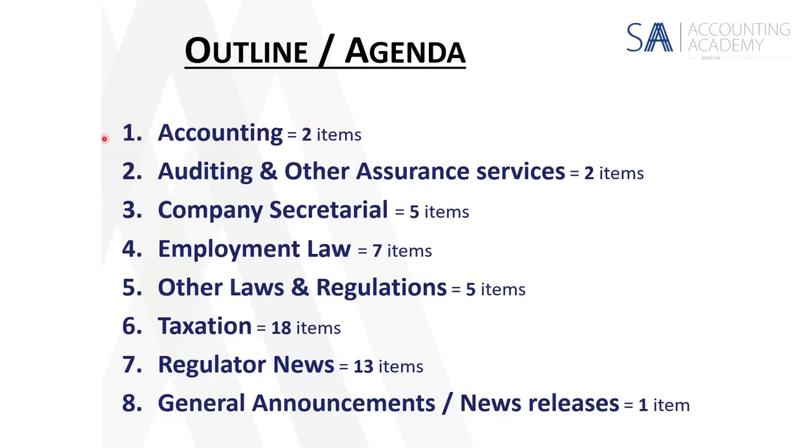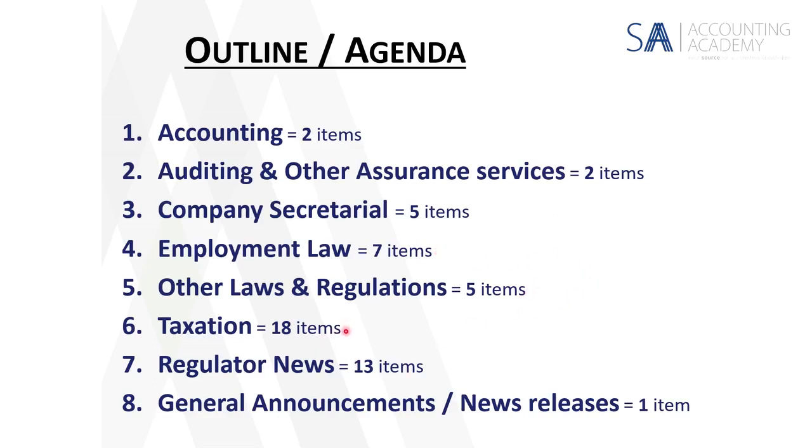On the agenda, this is where we follow exactly the order of the material. Under accounting, we have 2 items. Under auditing and other assurance services, only 2 items this month, nothing much happening in the auditing field now. Company secretarial, 5 items there. Employment law, a big topic this month and this year so far, 7 items. Then under other laws and regulations, we've got 5 items.